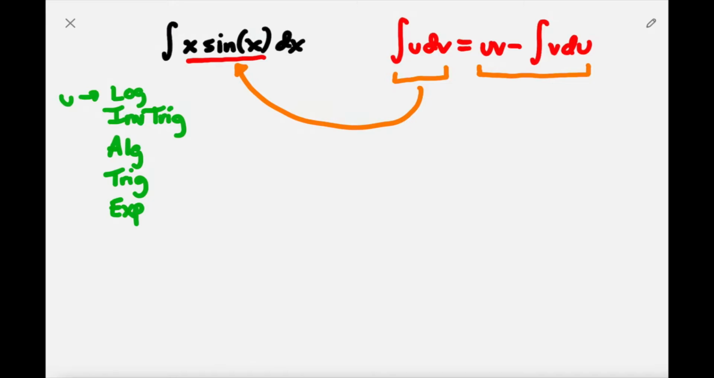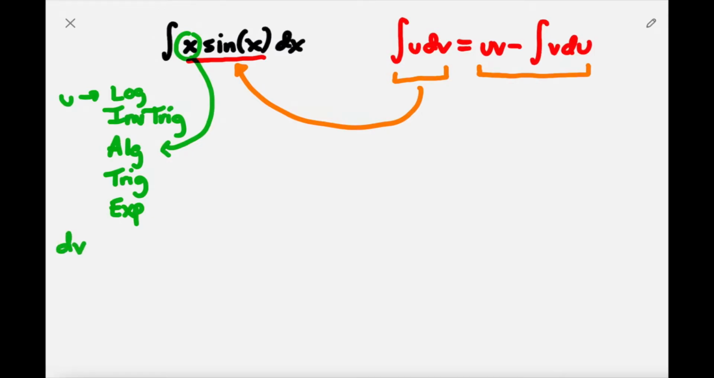If there's a log, then set your u equal to that log. There isn't in this case. Inverse trig, there's nothing. Algebraic, there is an algebraic part to this, which is that x. So based on this LATE rule, the way I always think of it is like you are late. It almost forms the word late. It's kind of easier if you go backwards on it and solve for what the dv is. I guess you can think of it that way too.